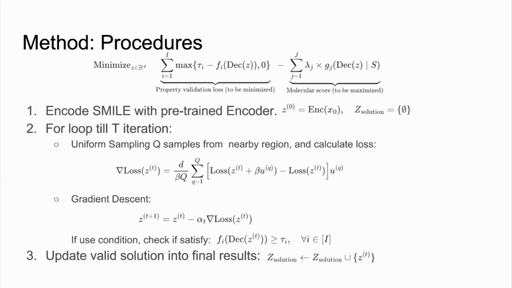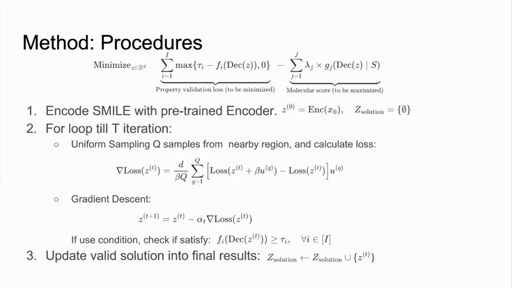So instead, this method samples Q samples with one step length from this nearby region randomly, where Q is the number of samples, and it will try to verify that each is a valid SMILES sequence before it gives out that place. Based on that, we calculate the loss function, and that's the way they do the gradient descent.